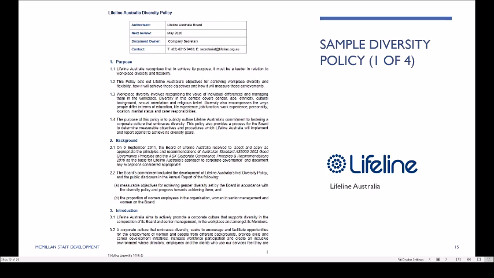A policy should start off with a purpose. And if we look at this one as an example, it starts off with: Lifeline Australia recognises that to achieve its purpose, it must be a leader in relation to workplace diversity and flexibility. This policy sets out Lifeline Australia's objectives for achieving workplace diversity and flexibility, how it will achieve those objectives, and how it will measure those achievements.